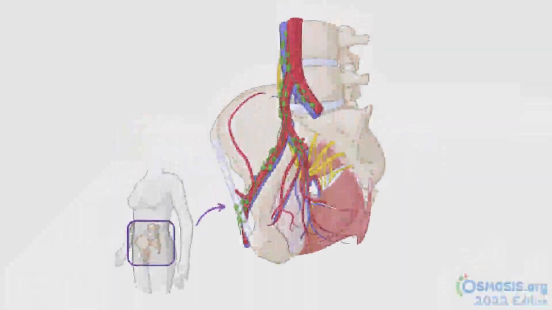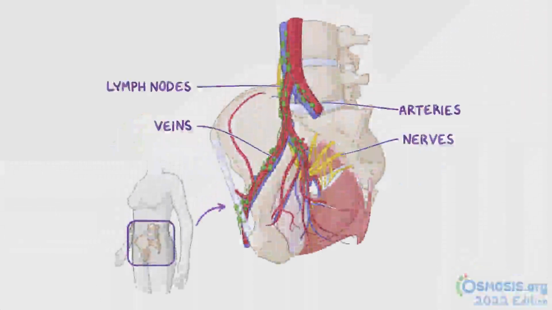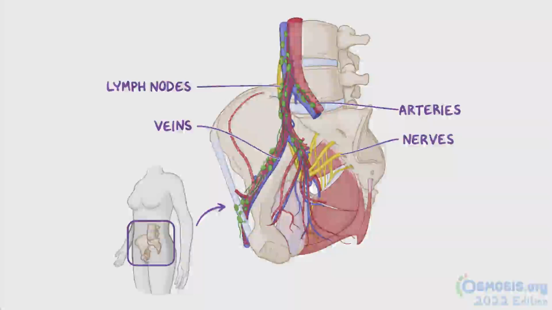The neurovascular structures of the pelvis include nerves, arteries, veins, and lymph nodes. These structures lie on the posterolateral walls of the pelvic cavity. Generally, the somatic nerves are the most lateral. Arteries lie medial to the nerves, and veins lie between these two.